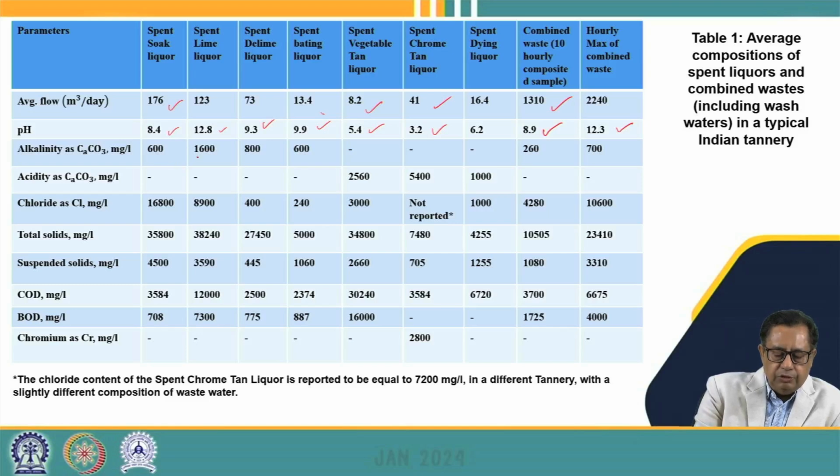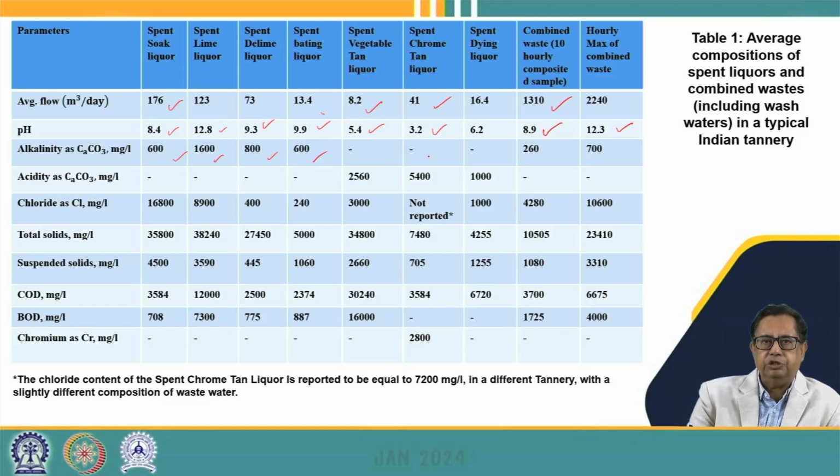Similarly, if we talk about the alkalinity, alkalinity is high in the initial phases, that is in the spent soak liquor, in the spent lime liquor, it is the highest, right? And then it may reduce. We find that there is no alkalinity during the tanning processes because we are adding acids to it. So in the composite sample, the alkalinity may go as high as 260 milligrams per liter as calcium carbonate, whereas acidity may be found in the spent tanning liquors, and this acidity may be around 1000 or 5400 milligrams per liter as calcium carbonate in case of the chrome tanning liquor.